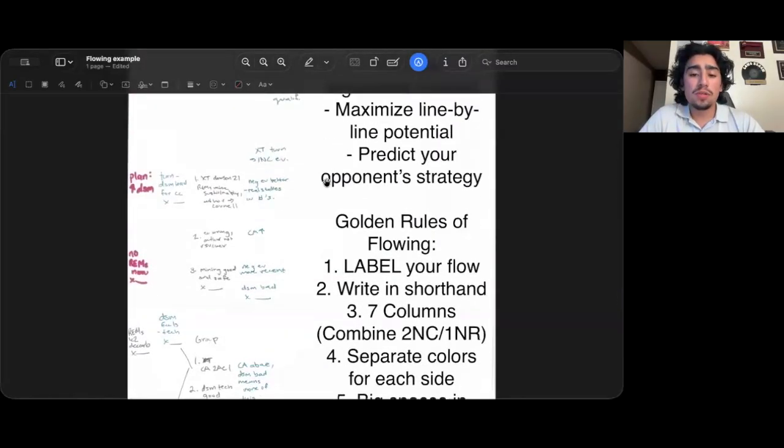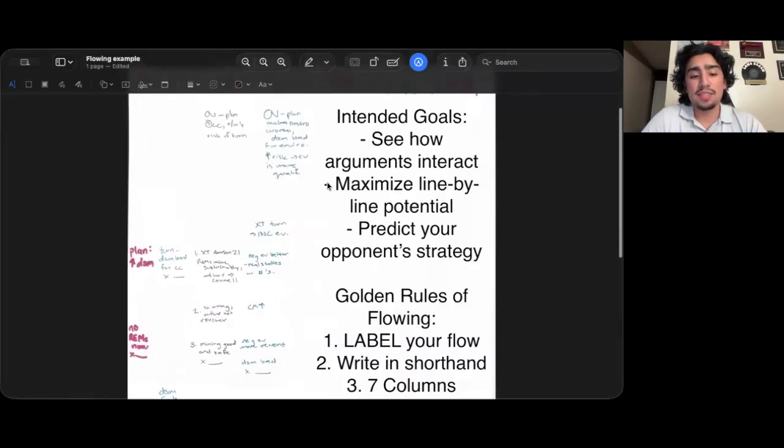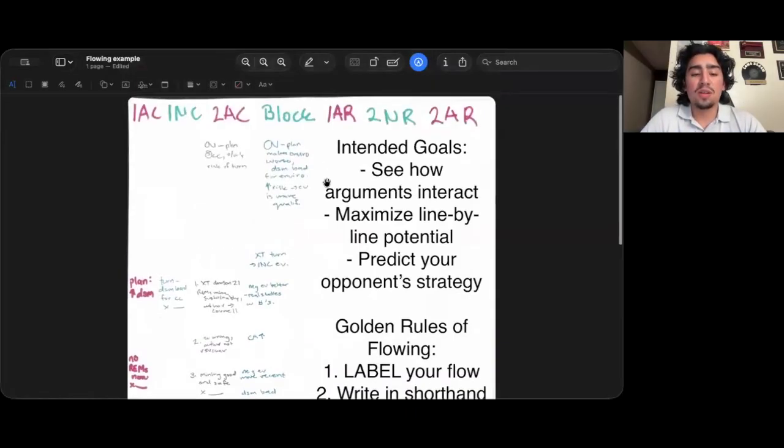The second golden rule is to write in shorthand. So what I mean by that is you don't want to be writing out full words most of the time. You want to be writing down shorthand labels of words so you're able to get more arguments in. What you'll notice about this piece of flow paper is that the columns are very thin. So what that means is you want to conserve the amount of writing you do so that all of your words can fit inside one speech's column.